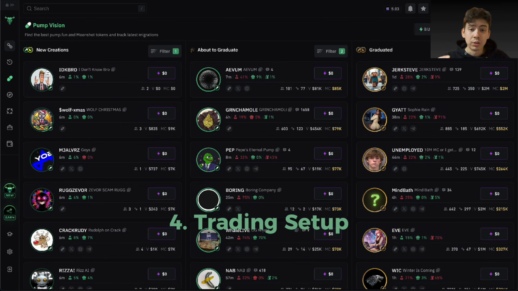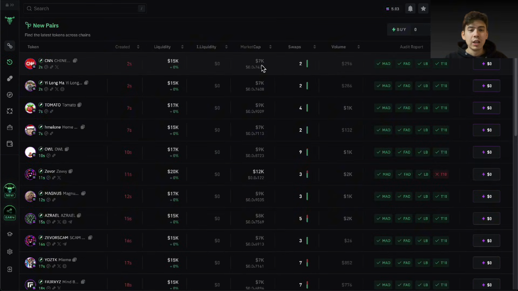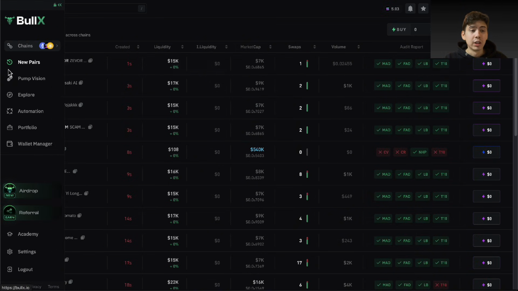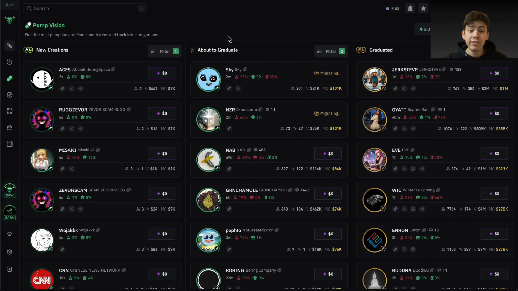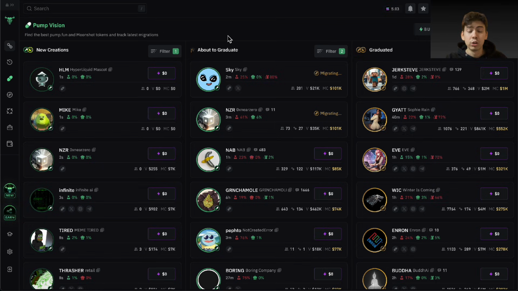So now that you've got your Solana ready, your filters, your buy and sell settings, you're finally ready to start trading. So for your trading setup, I do highly recommend you guys use the Bullx Pump Vision section. You also have this new pairs section, but it's just not as user friendly and not as easy to see the coins that are coming out. So in the Pump Vision section, you have everything laid out nicely, where you have new creations, about to migrate to Raydium tokens, and migrated to Raydium tokens, all at one glance.